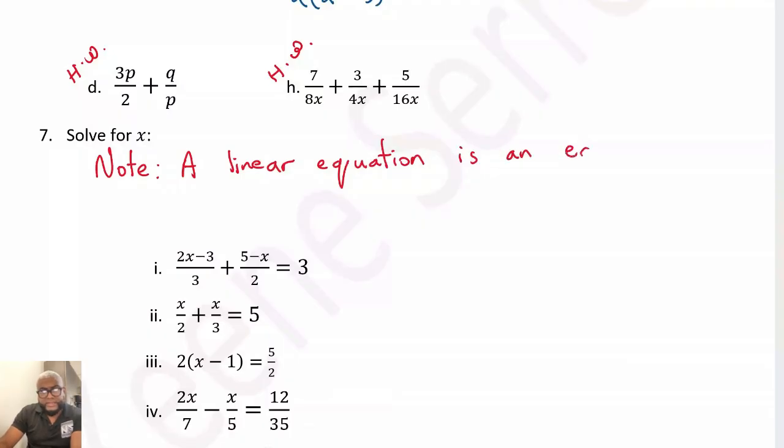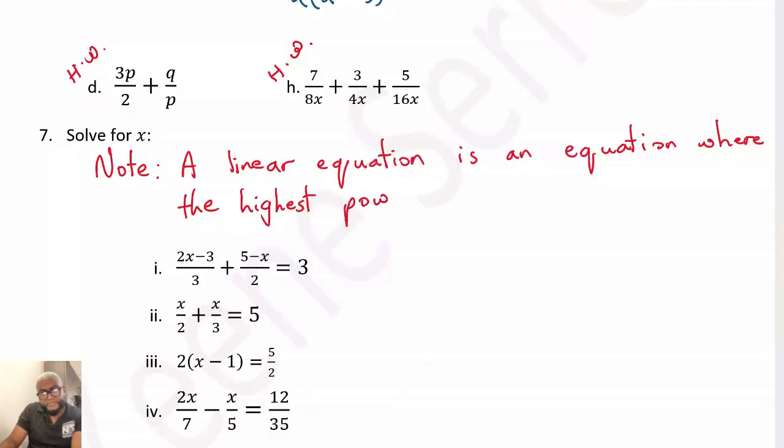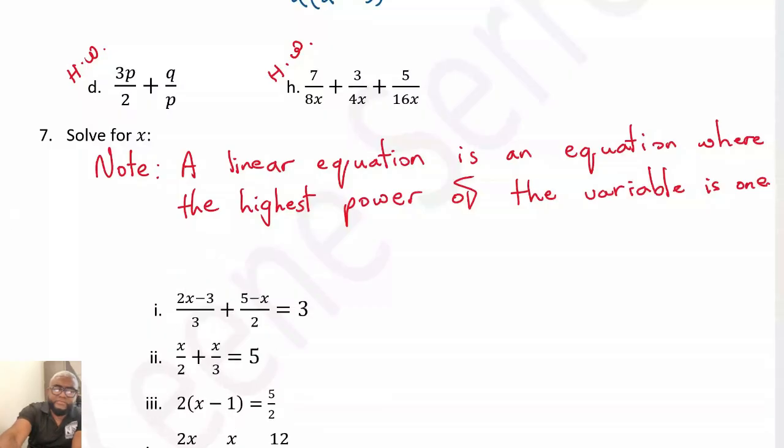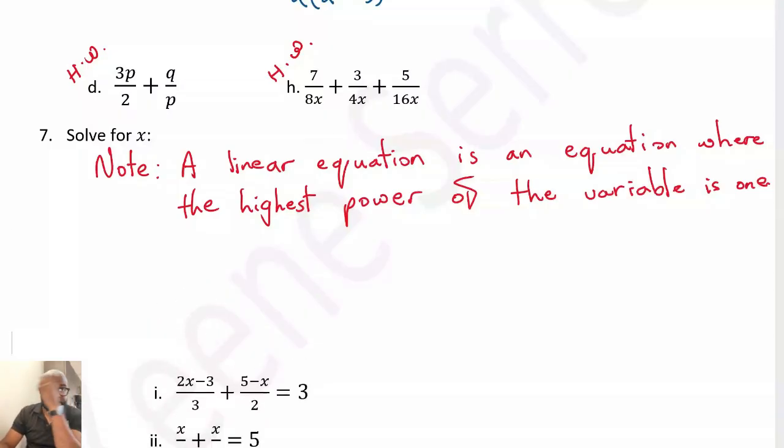Right, so a linear equation is an equation where the highest power of the variable is 1, right? So a linear equation only has variables where the power is 1.